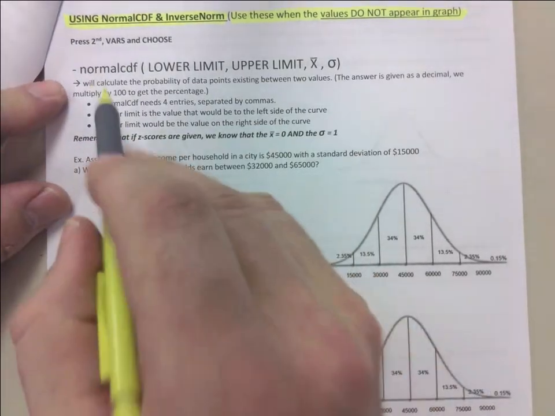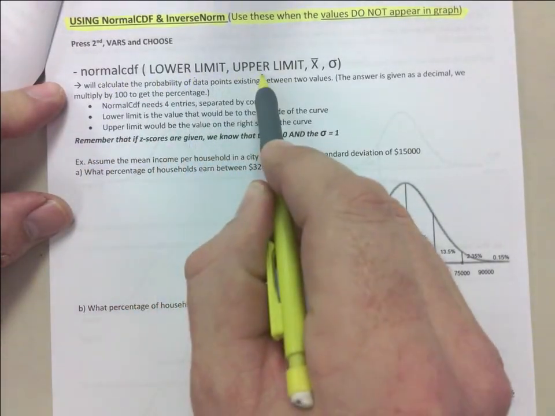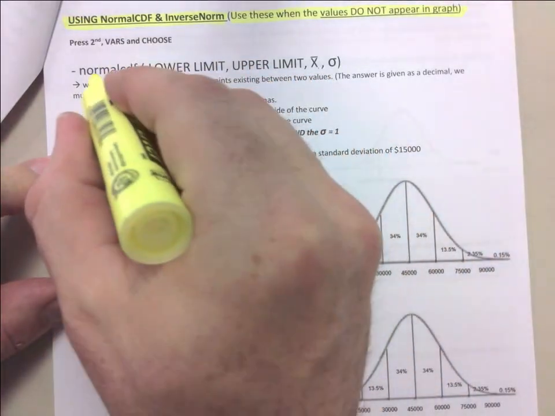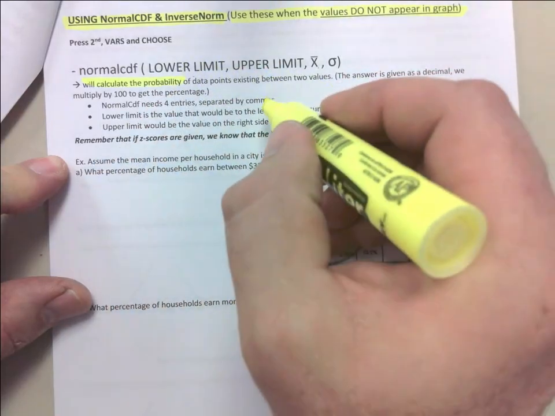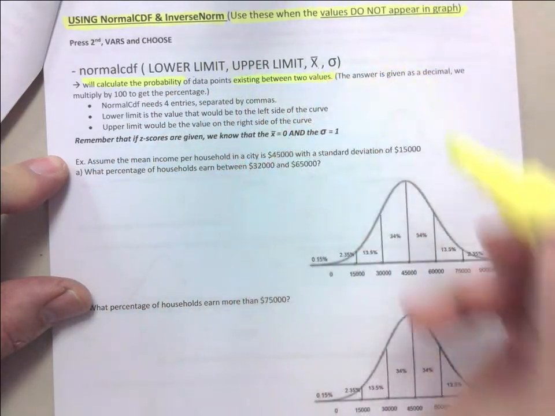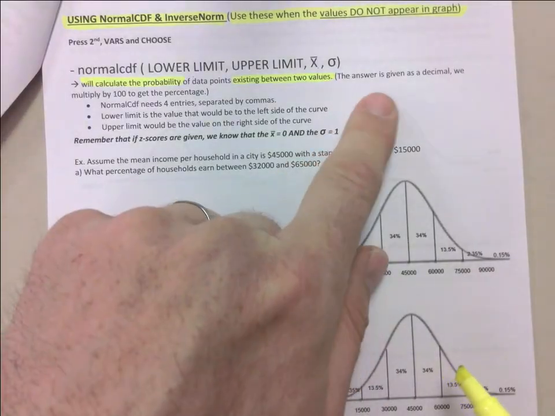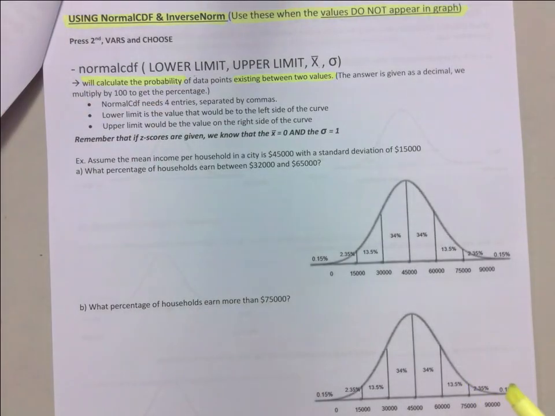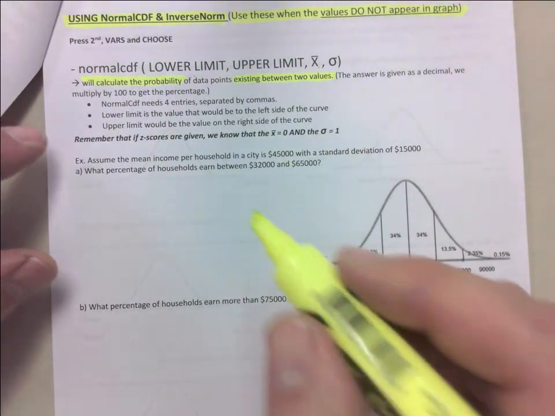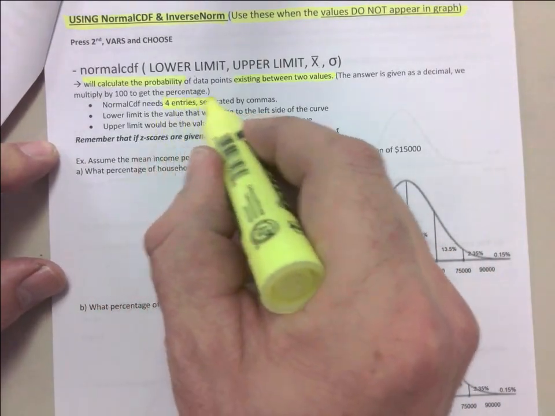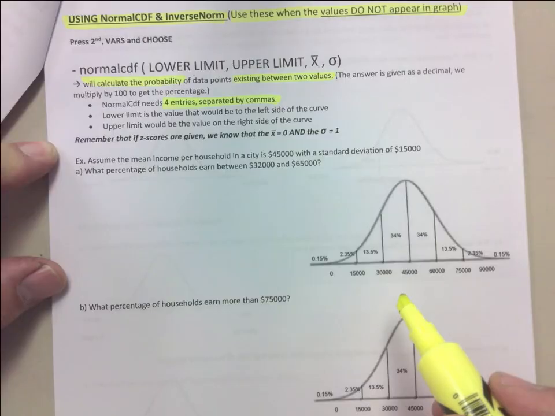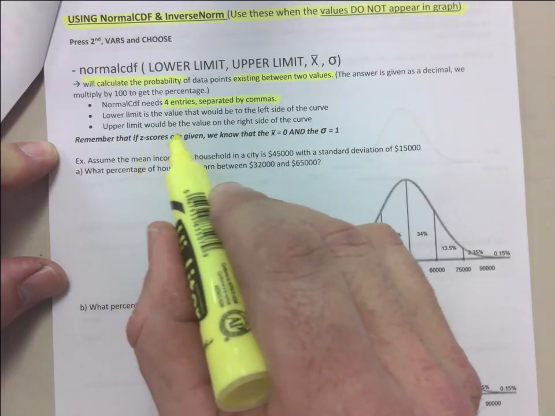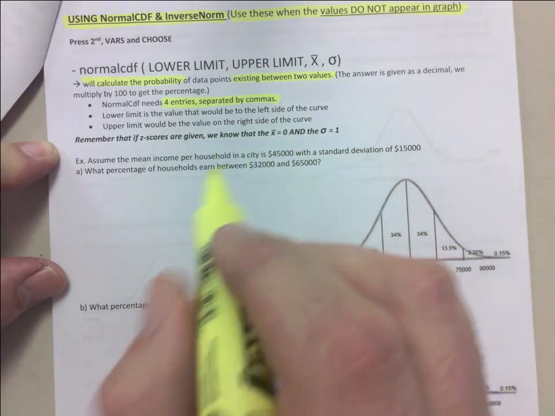So normal CDF needs lower limit, upper limit, mean, standard deviation. It will calculate the probability that exists between two values. The answer is given as a decimal. We multiply by 100 to get the percentage. So that's important. It needs 4 entries separated by commas. Lower limit is the value that would be to the left. Upper limit is what would be to the right. And this is a big remember.